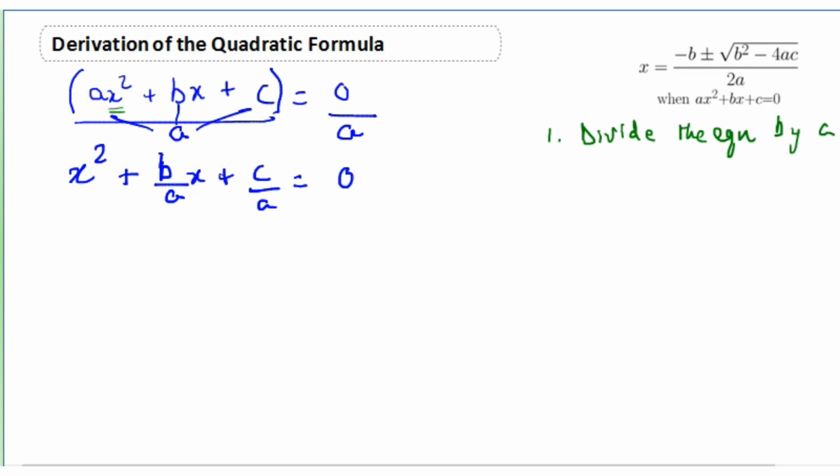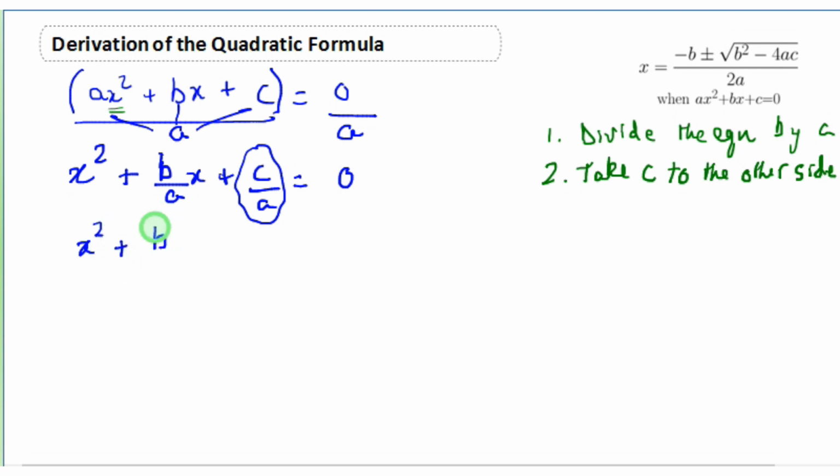The second step was to take c to the other side. To do that, we just have to subtract this term c over a from both sides of the equation. So when we do that, we are left with x square plus b upon a x, and obviously c upon a minus c upon a gets cancelled, and on the right side we get 0 minus c upon a, so we are just left with minus c upon a.